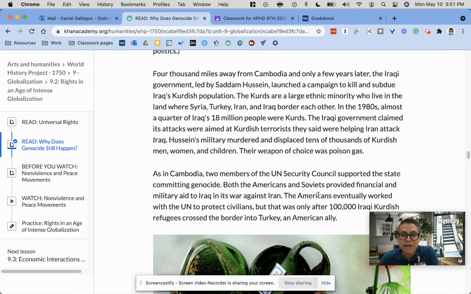The Iraqi government claimed its attacks were aimed at the Kurdish terrorists they said were helping Iran attack Iraq. Hussein's military murdered and displaced tens of thousands of Kurdish men, women, and children. Their weapon of choice? Poison gas. When we found out that Saddam Hussein was doing this to his own people, that's one of the reasons why we invaded Iraq in the 90s during Operation Desert Storm, guys. That's one of the reasons why we were there in that area, because we knew of this history that Saddam Hussein had in poisoning his own people.